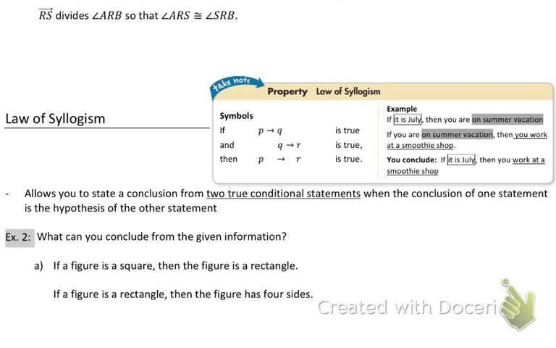If I hit the first domino, the next domino falls over. If that domino falls over, the next one falls over. So if you hit that first one, they all are going to fall over, so you can conclude that they all fall over. My example here is if it is July, then you are on summer vacation. If you are on summer vacation, then you work at a smoothie shop. This might not be you. If not, just pretend you work at a smoothie shop over the summer. So what can you conclude? Well, if it's July, I must work at a smoothie shop because I can connect those two statements together, that they have to fall like dominoes.